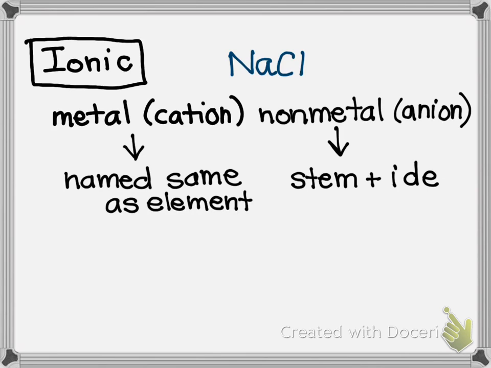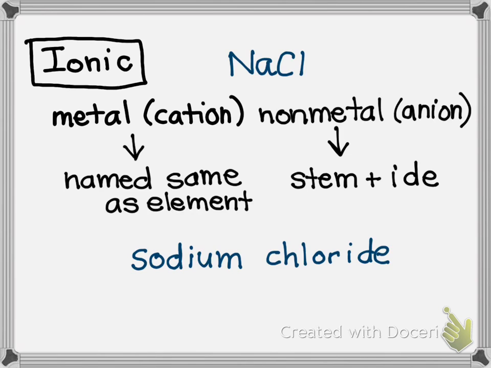Ionic compounds, the metal will always be first. It forms the cation or the positive ion, followed by the nonmetal, which is the anion. To name the metal, you just name it the same as the element. So for our example, Na is sodium, so this would be called sodium. And then the nonmetal, you'll take the stem or the first part of the element name and change the ending to IDE. So instead of chlorine, we would have chloride. So NaCl, we're all very familiar with it, is sodium chloride. And that's the basic way of naming ionic compounds.